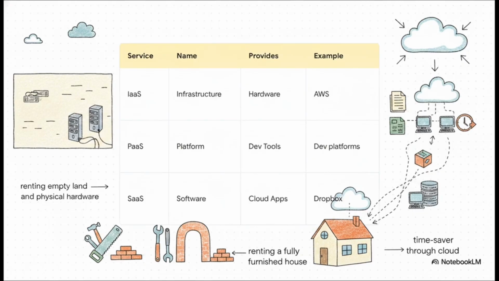Beyond the structure itself, we have to look at what exactly we're renting. It helps to think of infrastructure as a service, or IaaS, as renting the empty land and the physical hardware.